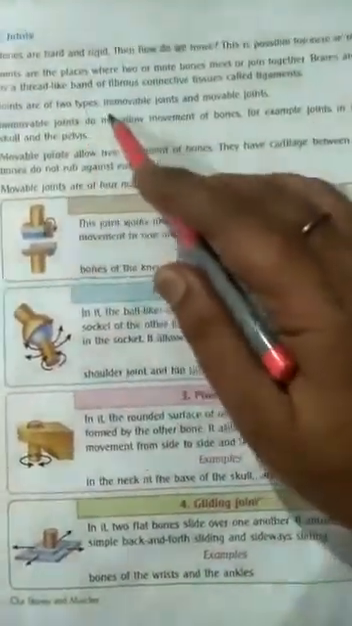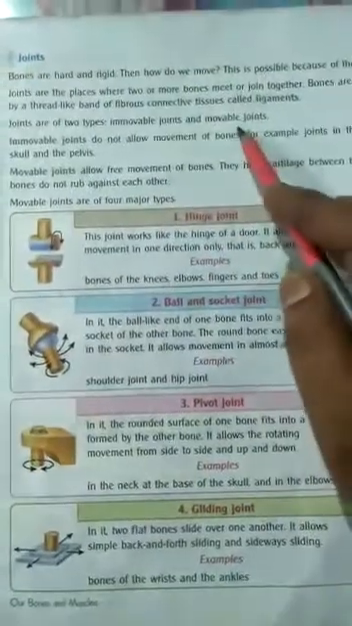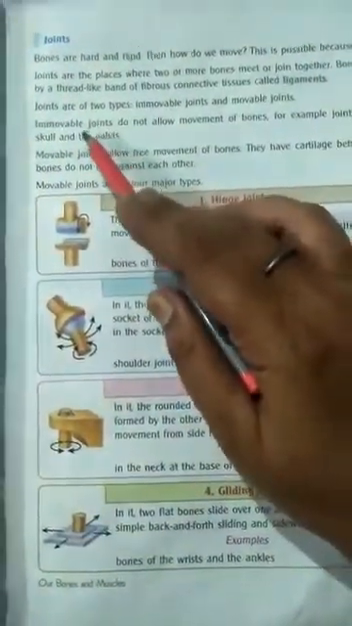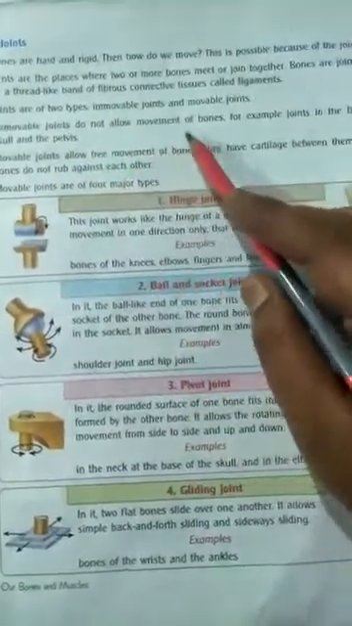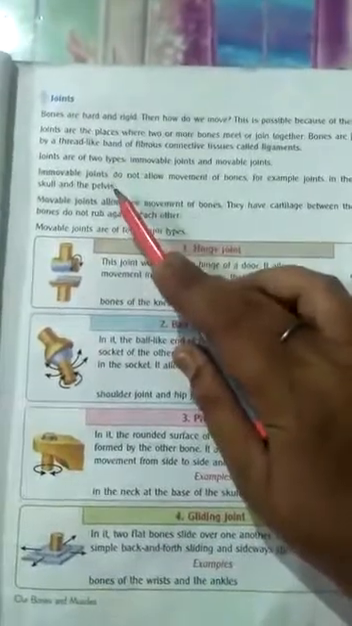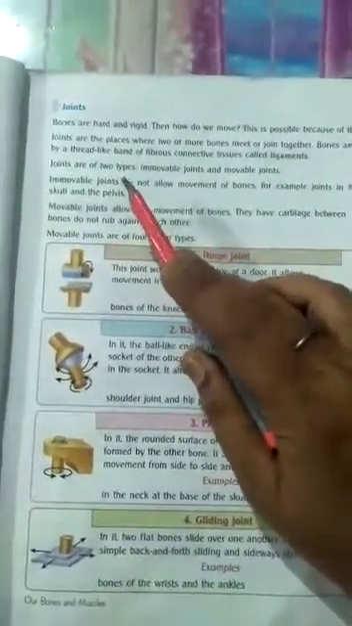So joints are of two types: immovable joints and movable joints. First, we'll see the immovable joints. Immovable joints do not allow movement of bones. For example, joints in the bones of the skull and the pelvis. They are present over there, but they don't allow our bones to move.